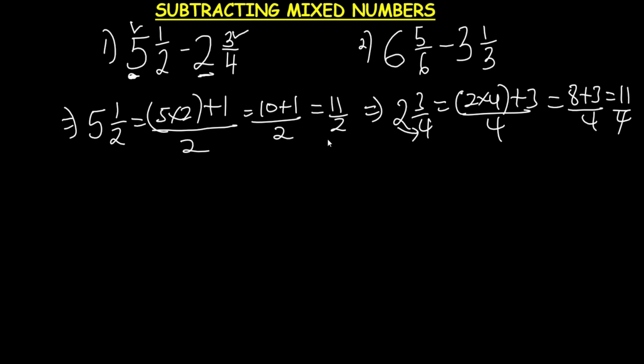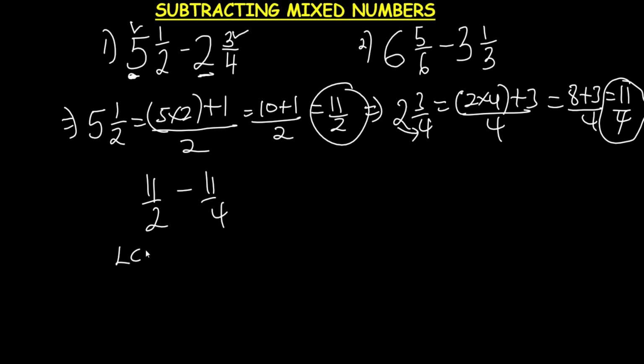The next thing is that now we've converted each of the mixed numbers to an improper fraction. Here, the 11 over 2, which is this one, minus 11 over 4, which is this one. Now we are going to subtract these improper fractions. But because the 2 and 4 are not the same, we have to find their LCM. The least common multiple of 2 and 4 is 4. By the way, if you don't know how to solve for the LCM, check my video on how to find the LCM of numbers.